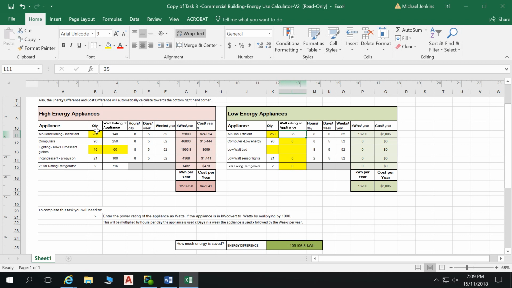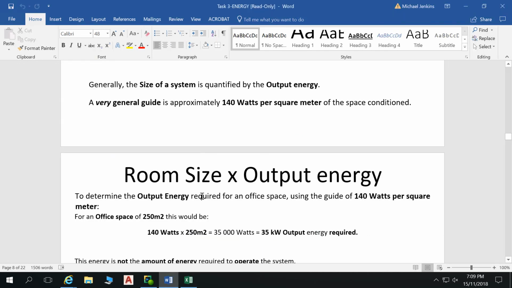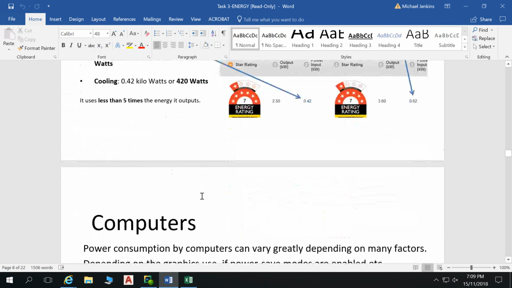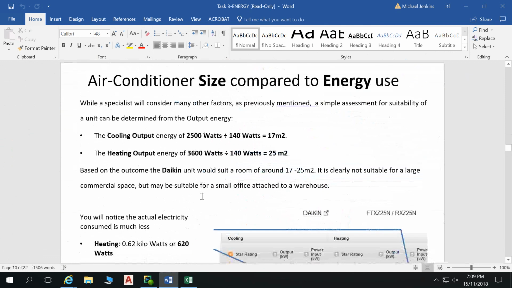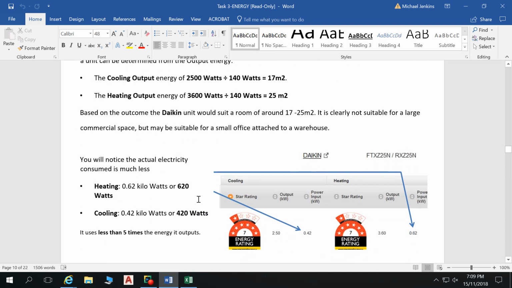So for computers, let's go back to here. So that's air conditioning. Does everybody understand that to the extent that that's sort of roughly applicable? And we'll be able to complete the spreadsheet and also use that.